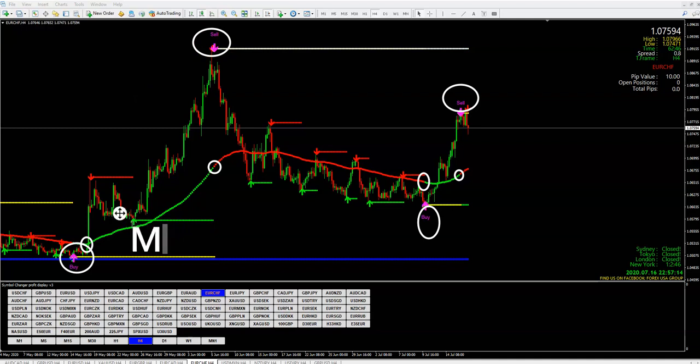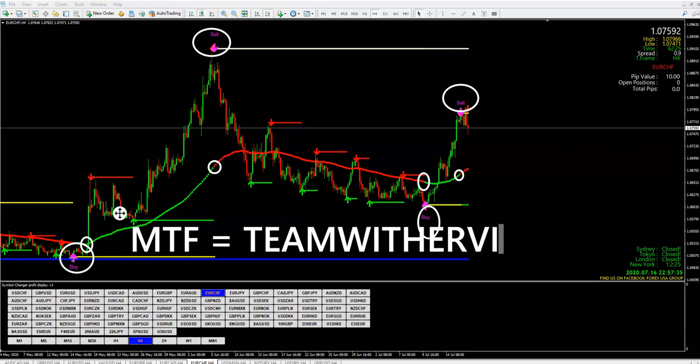And this is called multiple time frames. All right, let's do MTF. Multiple time frame. And you are trading with, what's my name, guys? Tin with Urban. So you are trading with Tin with Urban.